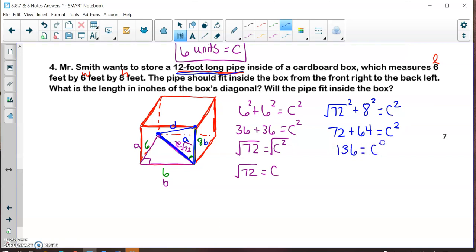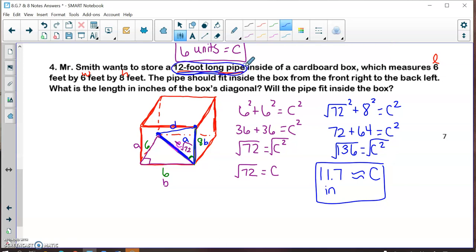Now, we do not report lengths of a box in a word problem in simplest radical form. I never say, oh, this is 2 root 4 or 2 root 5 inches. Instead, we're going to round this one, and I'm going to round it to 11.7 inches. Now, if the diagonal of the box is 11.7 inches, that's actually smaller than the 12-foot pipe. So when it asks you, will the pipe fit inside this box? No, the pipe will not fit inside of your box.